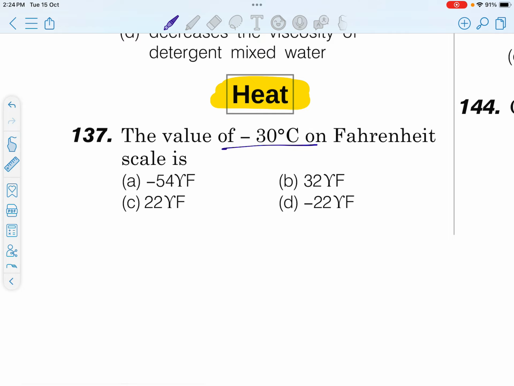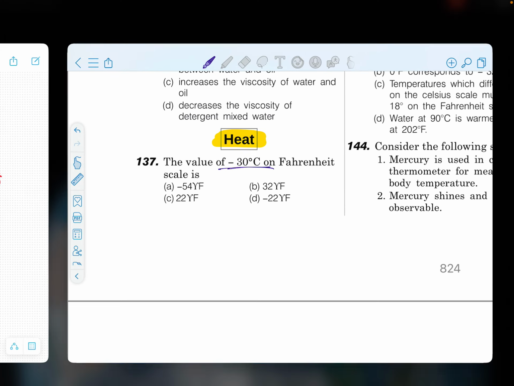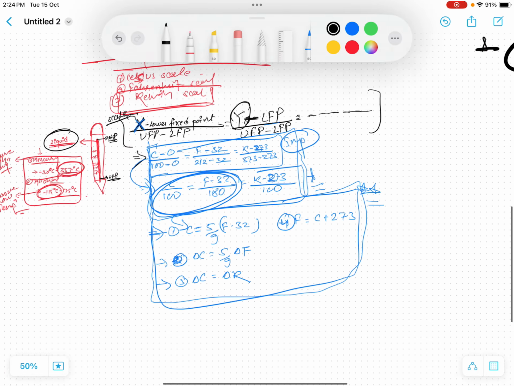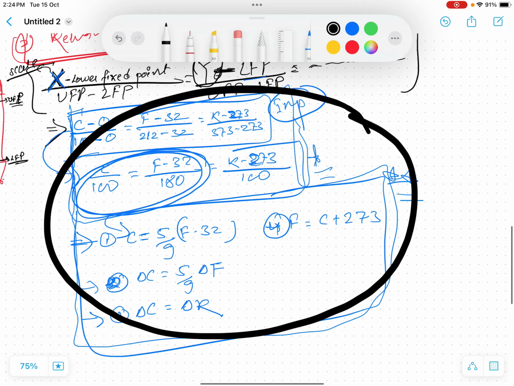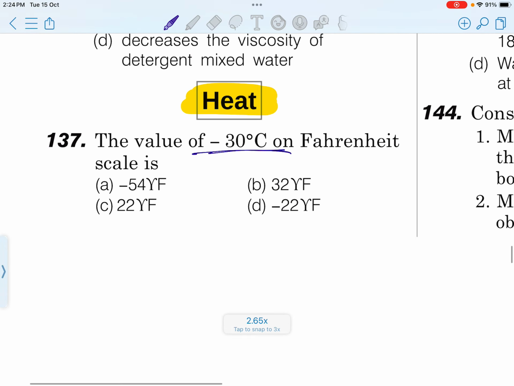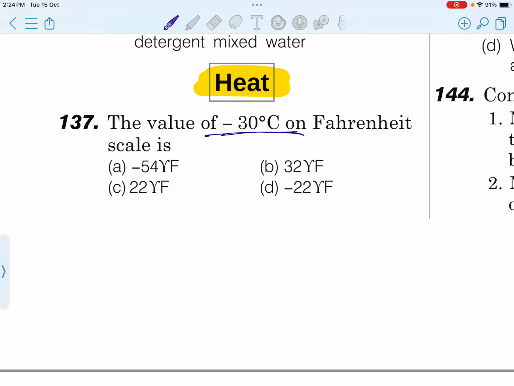What is the value of minus 30 degree Celsius on the Fahrenheit scale? Same question, see? This is just a conversion factor. We already discussed this over here. We should apply this formula. See, this question is from this table. You pause the video and try to answer it first, and only when you are done, play it. Otherwise, try to do it first somehow.